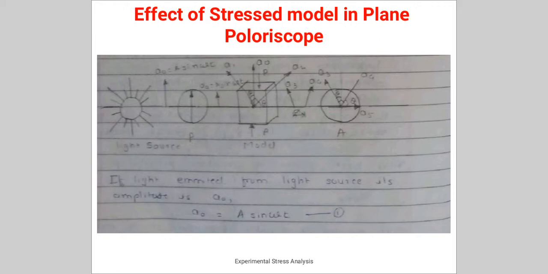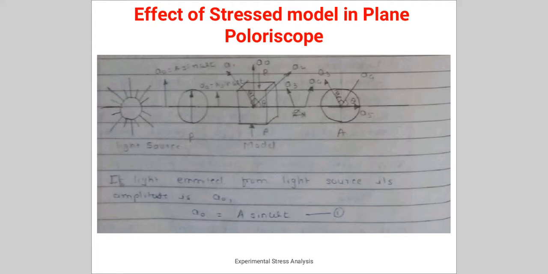If you go through the figure once again, the arrangement in front of you is called the plane polariscope arrangement. To the left side the light source is present. After the light source, P represents the polarizer, which has a vertical axis. Then the photoelastic model is there, which is under compression. Then the analyzer is there, which has a horizontal axis, meaning the axis of the polarizer and the axis of the analyzer are exactly perpendicular to each other, which is a requirement to obtain the particular fringe pattern.